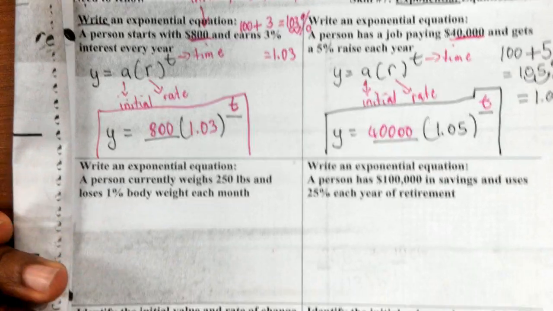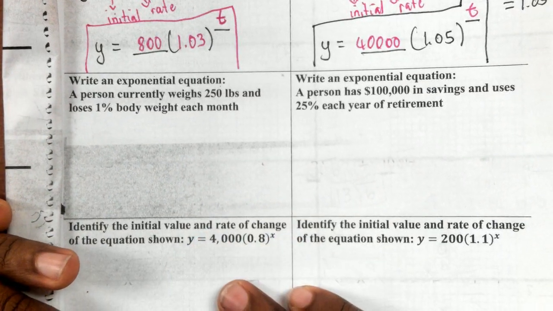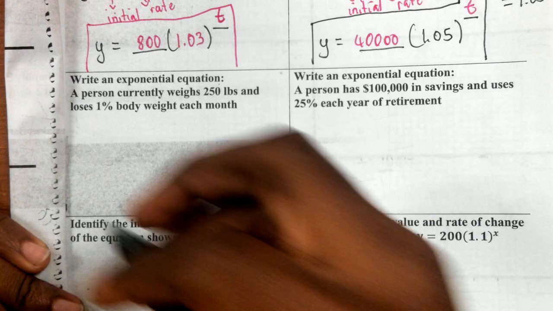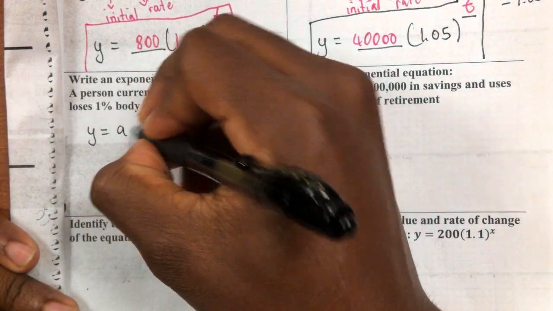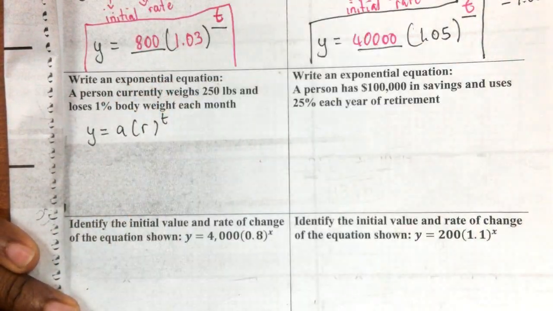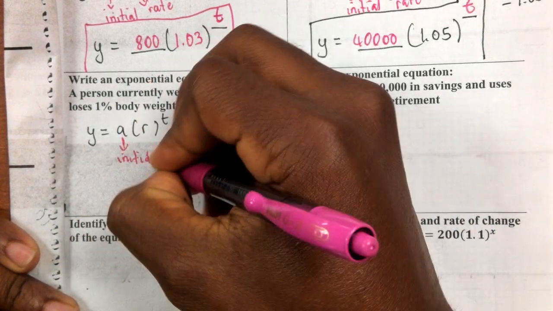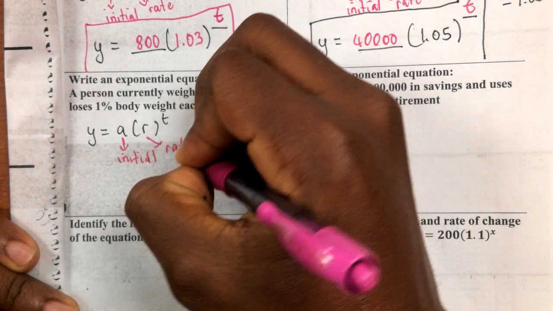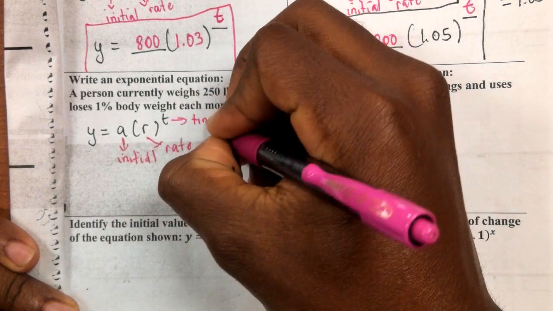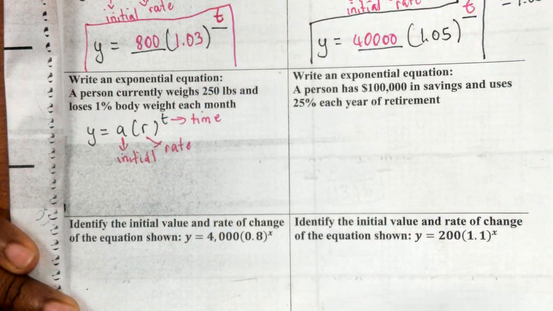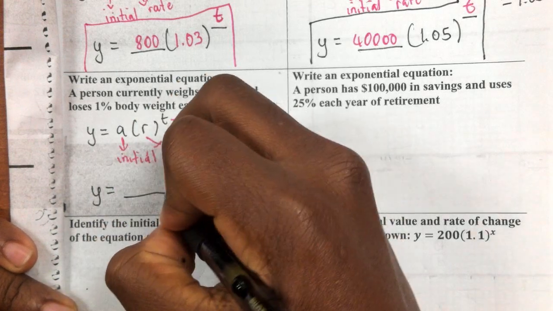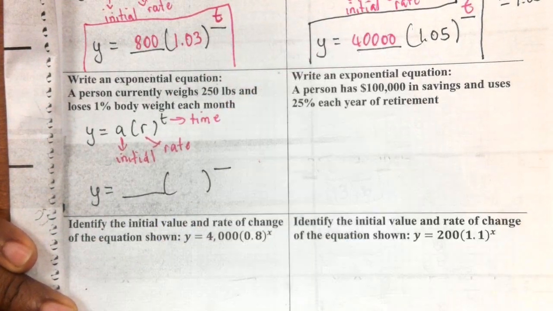All right, so let's try the next one. So again, this one says you're writing that same equation. So again, I'm using that same y equals a r to the t, okay? So again, a is the initial value, r is the rate, and t is the time. Okay. So we're going to write y equals some initial value, some rate over some period of time.